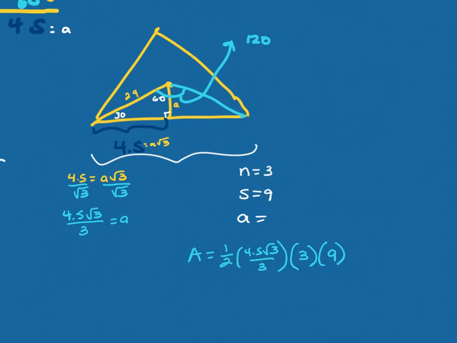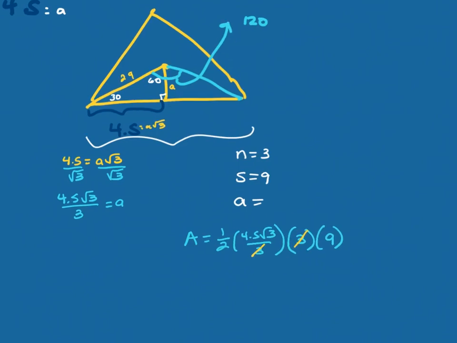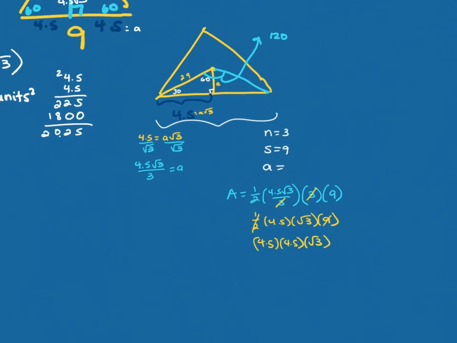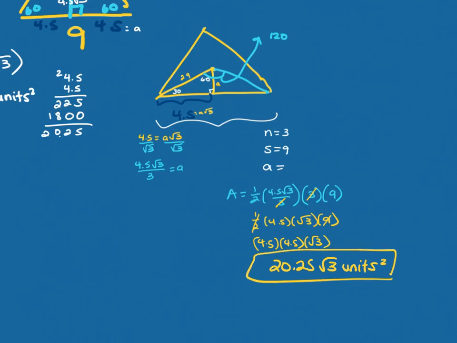The easiest way to start this is these 3's cancel. And then I've got 1/2 times 4.5 root 3 times 9. So we're exactly where we were before, where I can do 1/2 of 9, 4.5 times 4.5 times root 3, which gives you that 20.25 root 3. So either way you approach an equilateral triangle, you'll end up with the same answer.